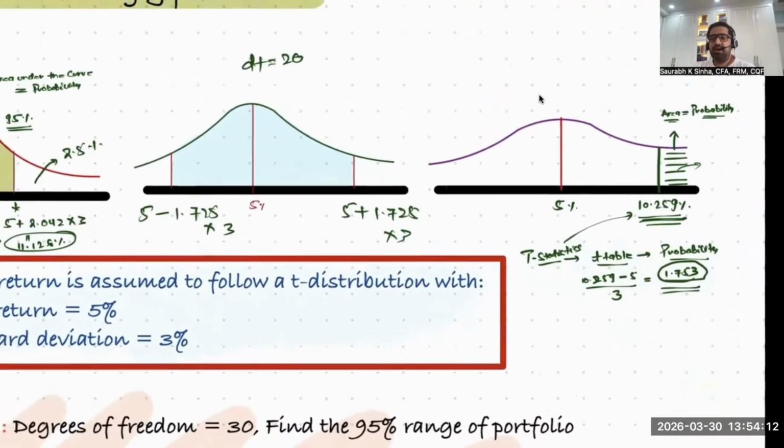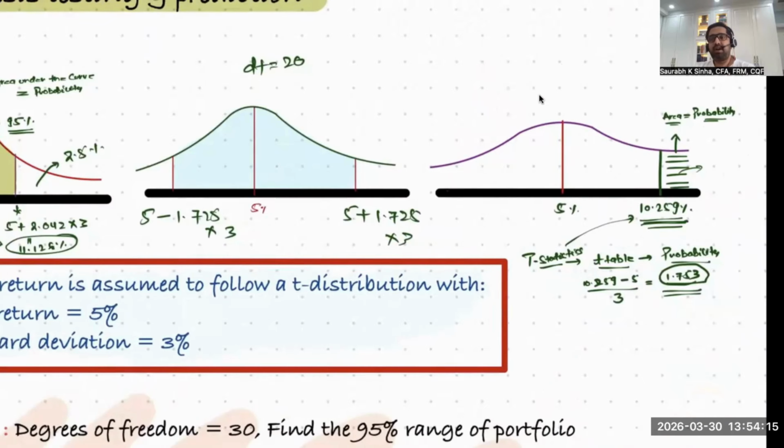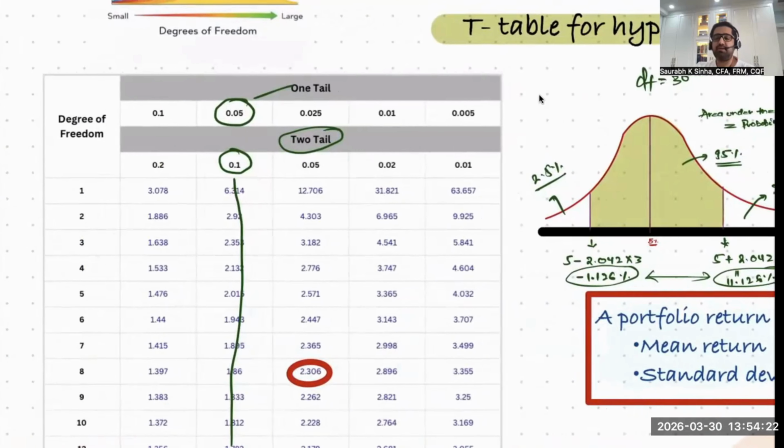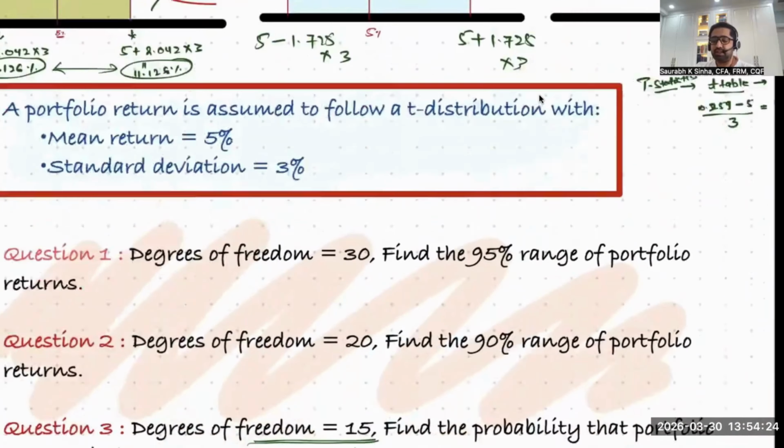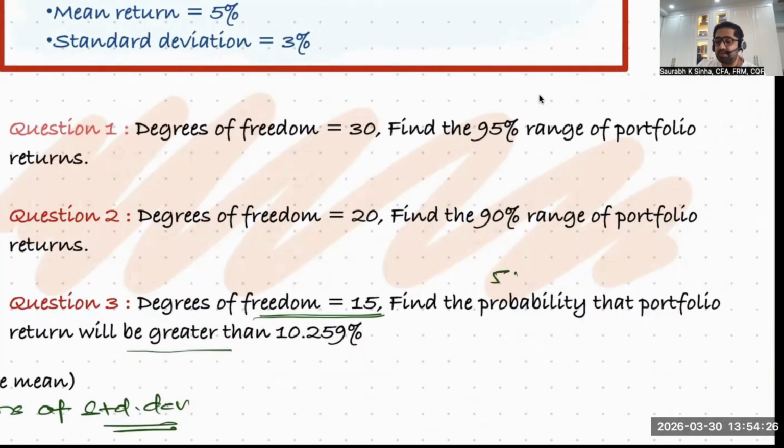Are you interested in one tail or two tails here? You're interested in one tail. So the area for this probability is what? 5%. Because that is the probability given for one tail, 5%. So you can say there is a 5% probability that the portfolio return will be greater than 10.259%.